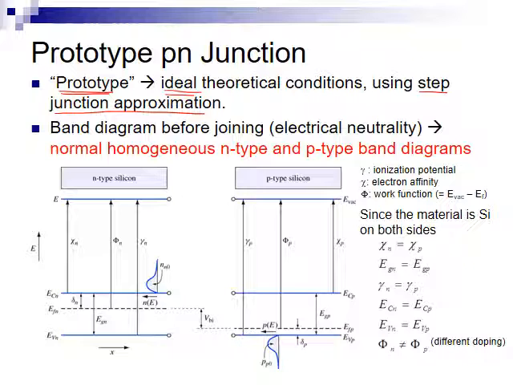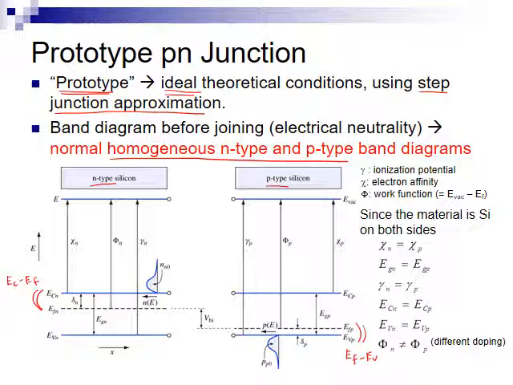So first, let's take a look at the band diagram of N-type silicon and P-type silicon before joining. Both are typical normal homogeneous N-type and P-type band diagrams. Recall that the difference between both band diagrams is the position of Fermi level. The Fermi level for N-type is nearer to EC, and the Fermi level for P-type is nearer to EV. I hope you remember the reason why the positions of Fermi level are different for N-type and P-type.